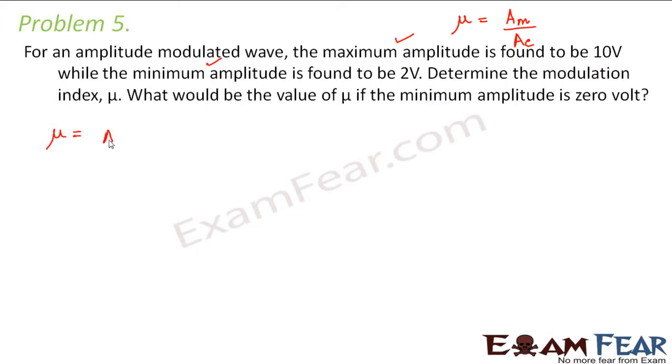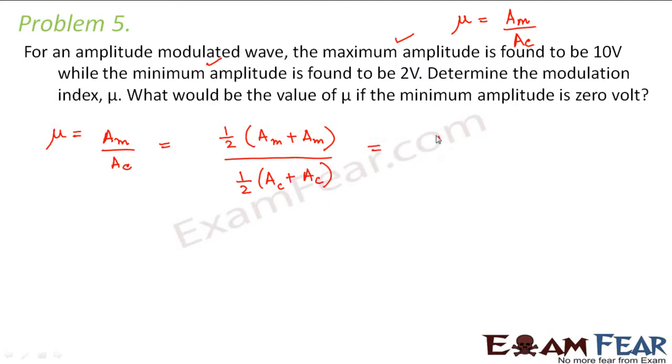So far we know mu is equal to AM by AC. Now mathematically we can write this as 1/2 AM plus 1/2 AM. So AM we can write as half AM plus half AM, right? Similarly, AC we can write as half AC plus half AC, right? It is all the same thing.